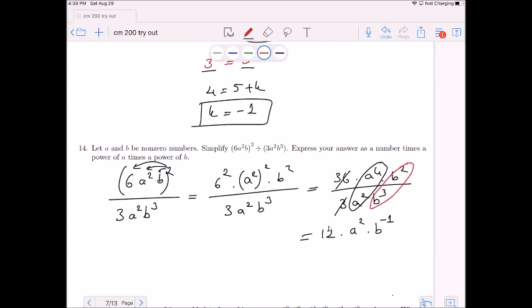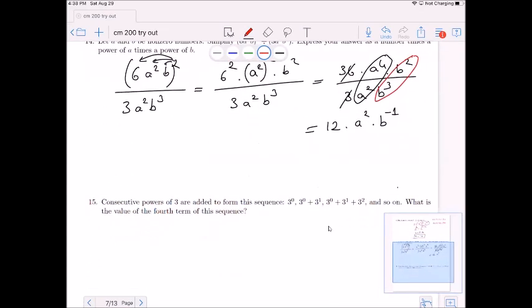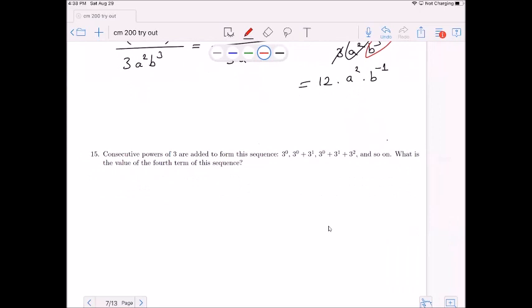Okay, the answer is 12a²b⁻¹. Okay, so on. What is the value of the fourth term of this sequence?